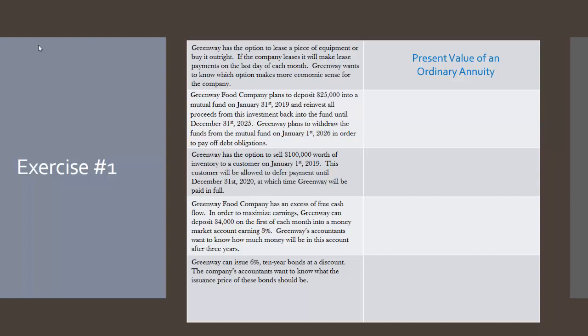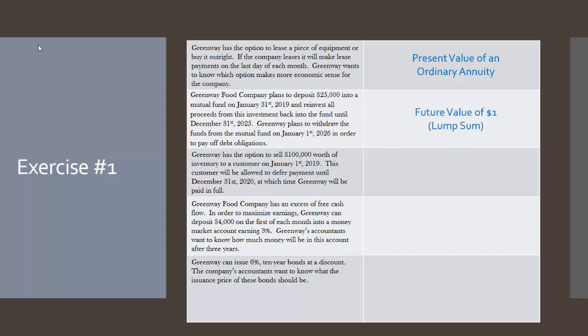So if we have $25,000 that we know we're going to have to pay out on January 1st, 2026, and we have it now, let's invest it in something. Let's deposit it into this mutual fund, and it'll be worth more in the future because it's going to be gaining interest the whole time than it is today. It's one lump sum. We're finding out what it's going to be worth in the future. It is a future value of 1. It is a lump sum.